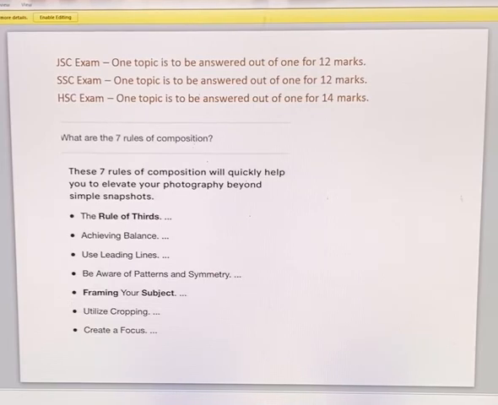Then we need to achieve the balance. We need not exaggerate a particular point of view or idea. There should be a balanced discussion. We need to use the leading lines so that the examiners can skim through the writing. We need to be aware of the patterns and symmetry. You all know that symmetry means balanced proportions. Only one particular idea or one particular paragraph getting bigger and bigger, that shouldn't be the motto. That is symmetry. Framing your subject, utilize the cropping, and create a focus. These are the 7 rules of writing a good composition.